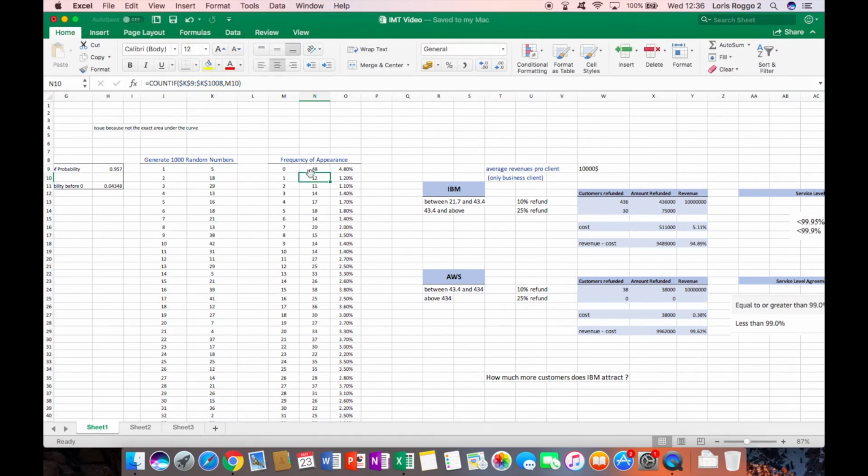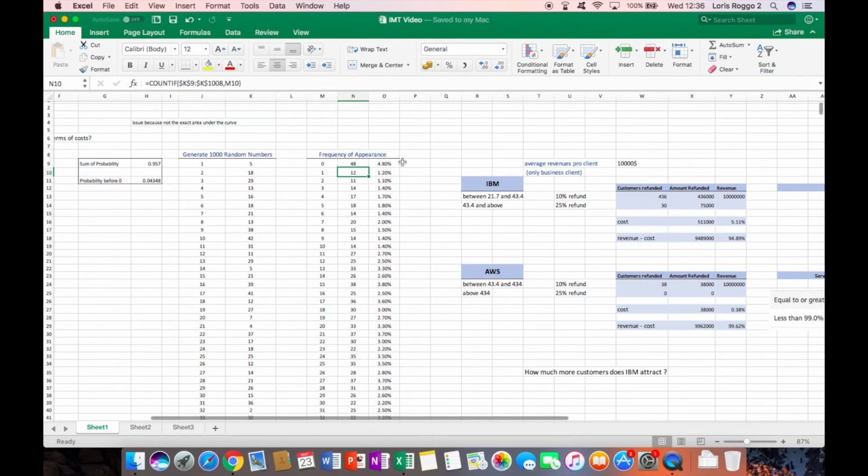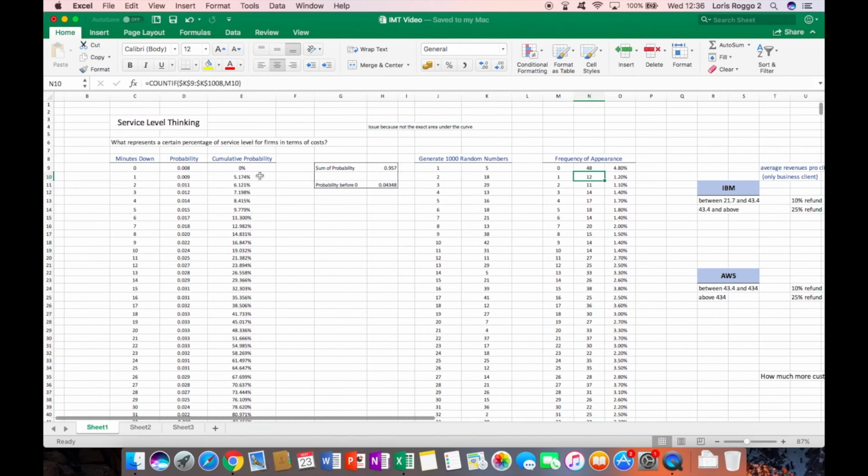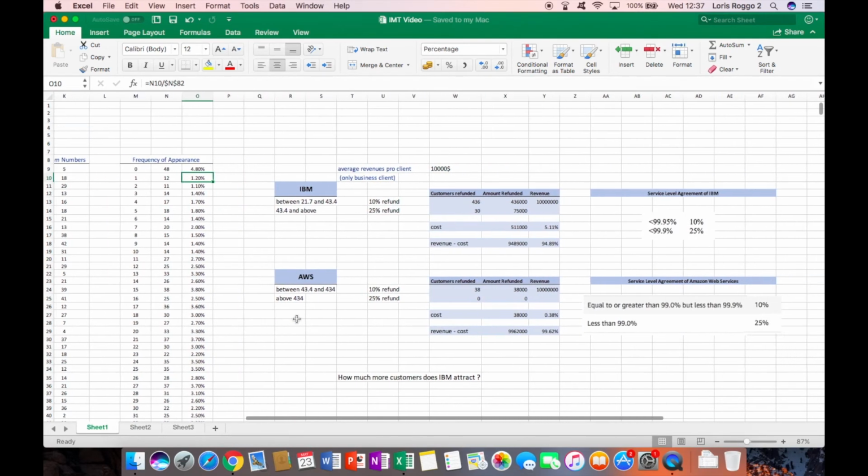click OK, and you can see that for 0 it appears 48 times, which represents 4.8%, and it's close to the probability we found out here. And we can see for the rest of the numbers, it's close to the probabilities we found out here. So that's the only difference.